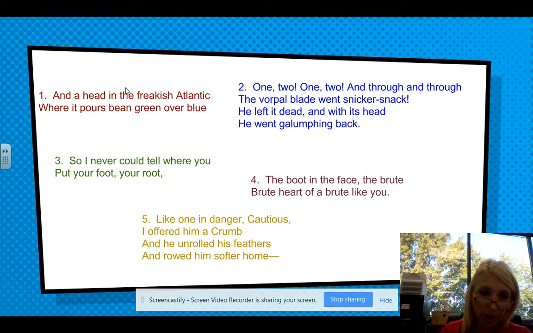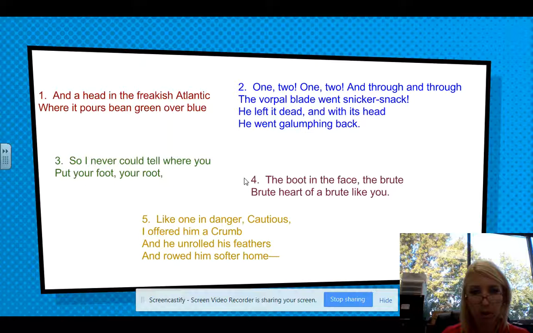3, "So I never could tell where you put your foot, your root." What do you think that is, right? I rhyme. Foot and root are spelled exactly the same. They look like they should rhyme, but they don't rhyme, right? Foot and root are very distinct sounds.